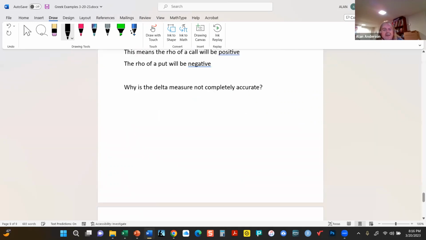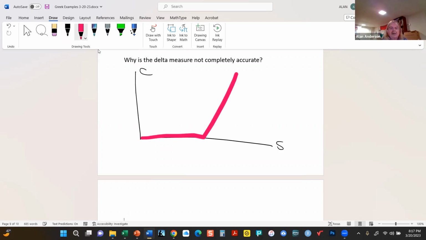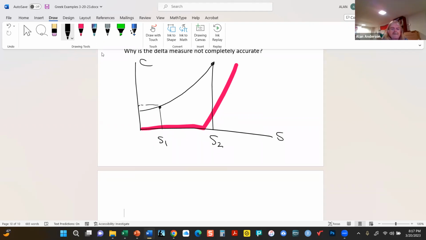Because here's what you're trying to do. You're taking this price curve, and here's my market price curve. If I started here, for example, call that S1 and here's S2. The call price here, I'll call it C1 and C2.